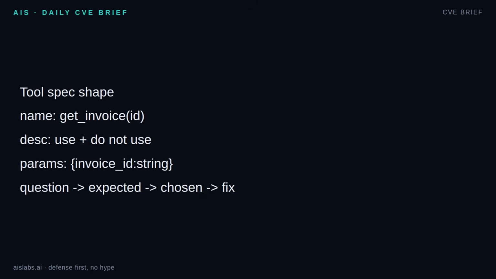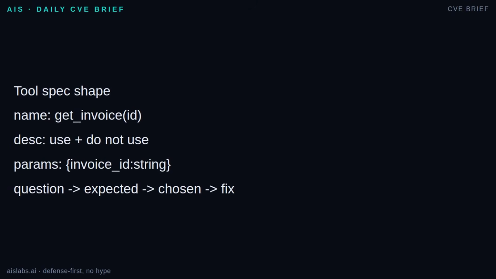Build tool selection like this. First, write the user intents before the functions. For example, view one invoice, list many invoices, send a payment reminder. Second, map each intent to exactly one tool. Third, write a tool spec with a name, a description, and a parameters schema, in JavaScript object notation or JSON. That means type object, properties, and required fields. Fourth, add selection tests. 20 user questions, the expected tool, and the tool the model picked. Fifth, fix the tool list, not the scolding. If get invoice and list invoices keep swapping, improve names, split responsibilities, or merge behind one tool with a mode field, if that is safer.